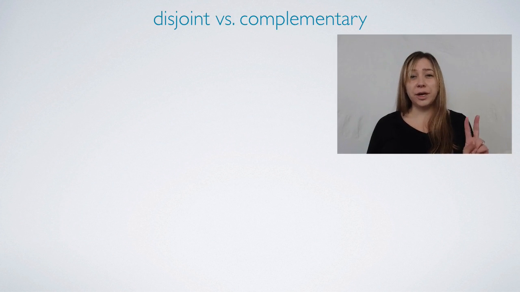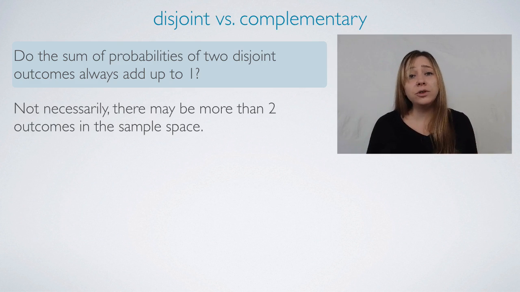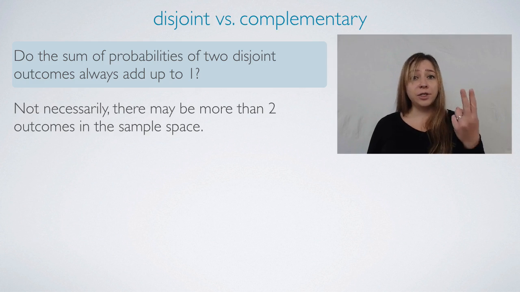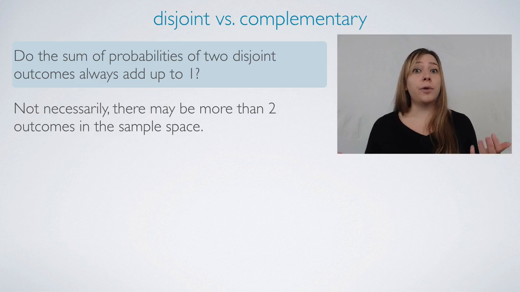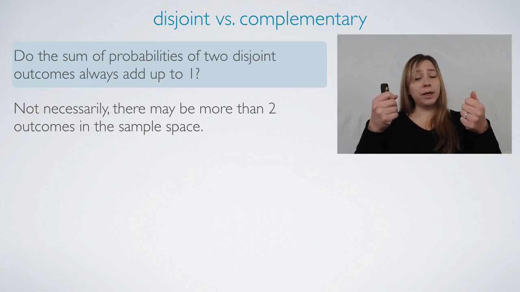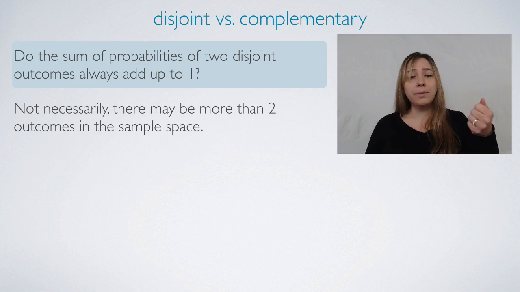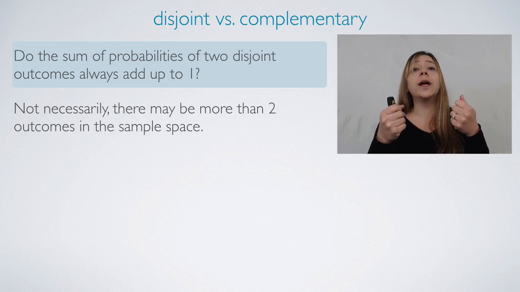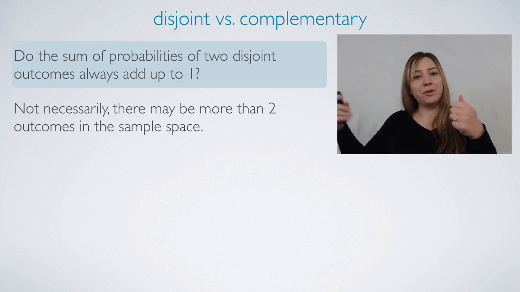Let's ask ourselves 2 questions here. 1. Do the sum of probabilities of 2 disjoint outcomes always add up to 1? Let's think about that for a second. The answer is not necessarily. If there are more than 2 outcomes in the sample space, then the probabilities of just 2 of those will not add up to 1. For example, think about running a survey in the US. Let's say you're asking people their party affiliation. They might say they're a Democrat, a Republican, an independent, or something else. So in this case, if we were to take any 2 of those outcomes, let's say Democrat and Republican, the sum of the probabilities of those will likely not add up to 1, because you're going to have other people in your sample who associate themselves with the other parties.